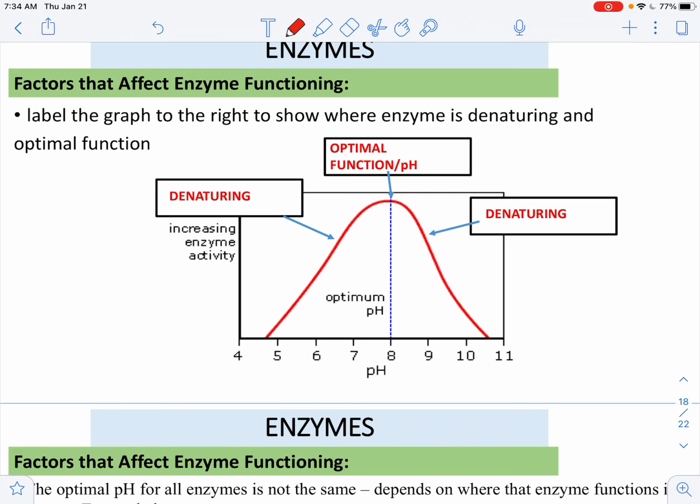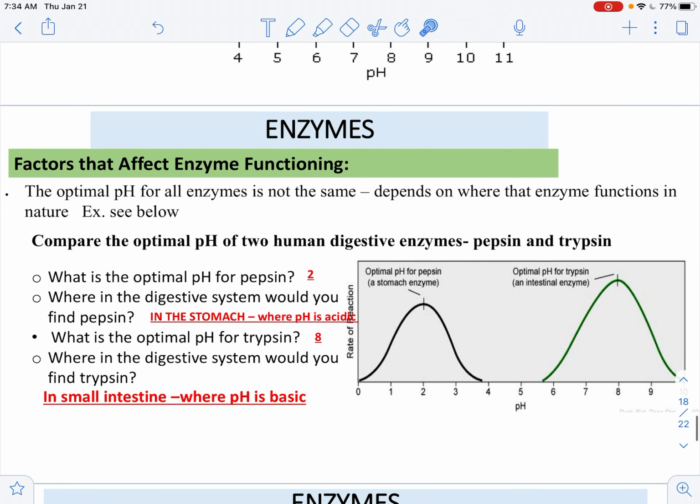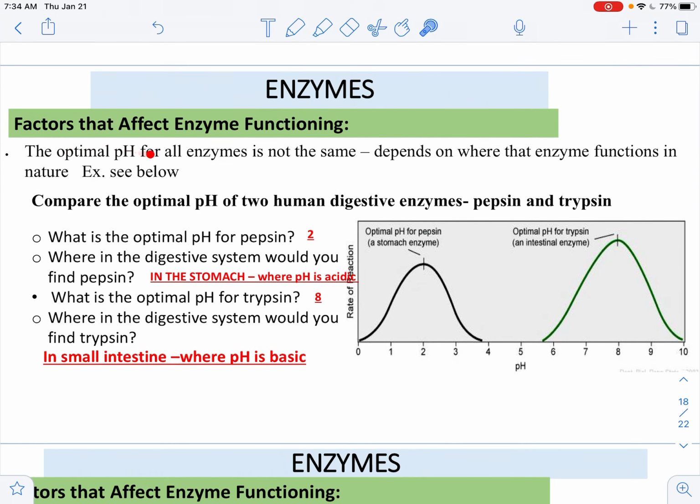Okay, so it tells you to label the graph. You can pause and do that. I already kind of did that. It's denaturing on both sides, and that's its optimal pH, where it's going to function the best. Again, the optimal pH for all enzymes is not the same. It depends on where that enzyme functions.